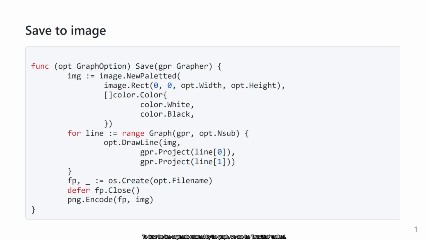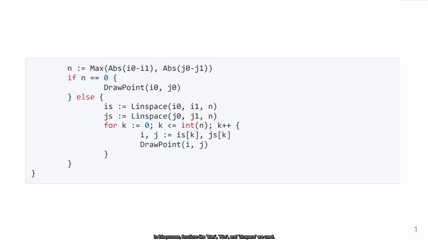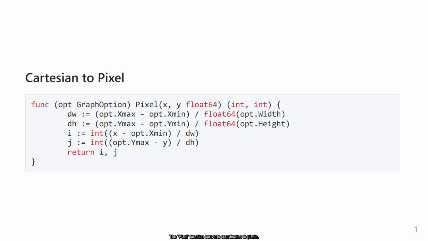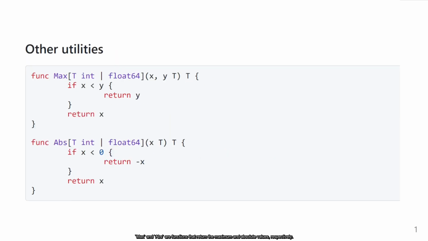To draw the line segments returned by the graph, we use the drawLine method. This method converts points to pixel coordinates and then draws a corresponding line segment. In this process, functions like max, abs, and linspace are used. Let's look at the pixel function. The pixel function converts coordinates to pixels. Linspace is a function that evenly divides the interval between 2 points. Max and abs are functions that return the maximum and absolute value respectively.